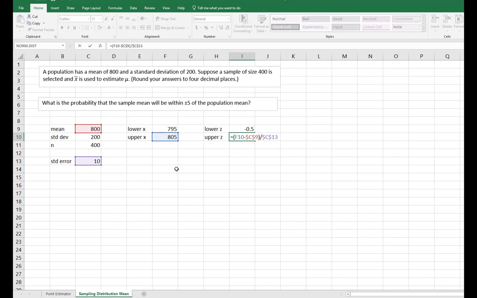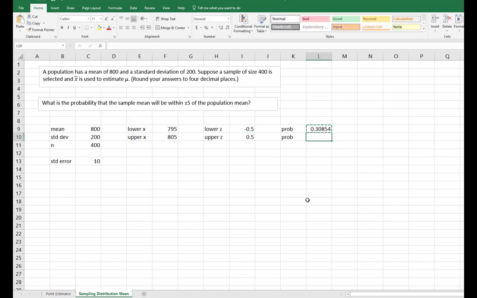So my upper z value, I'm just going to double click so you can see my formula, 805 minus 800 divided by my standard error. And so now to get my probabilities, I'll use the NORM.S.DIST, or you could look these up in a table, the z table, and that is true.